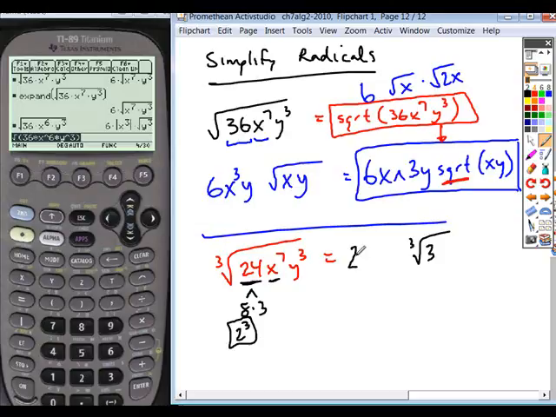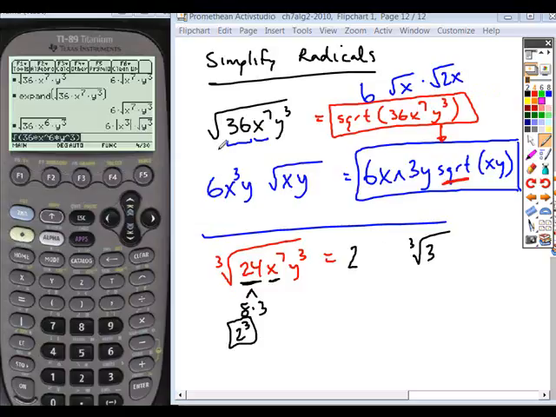Well, why would you put the 2 to the first? Why didn't you put 2 to the 3? Well, this is inside of a cube root. So really, guys, when you simplify these, let me come back up to here.